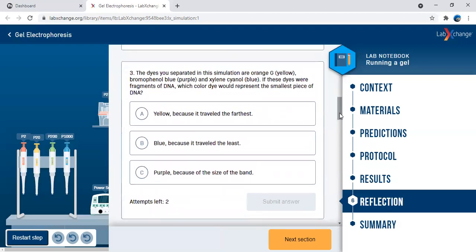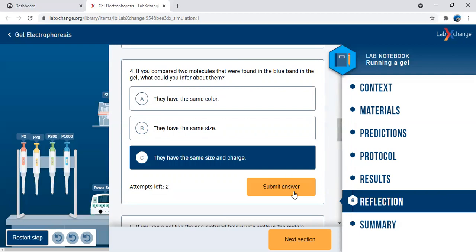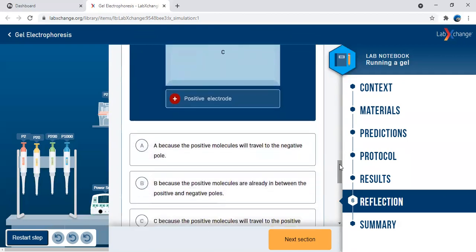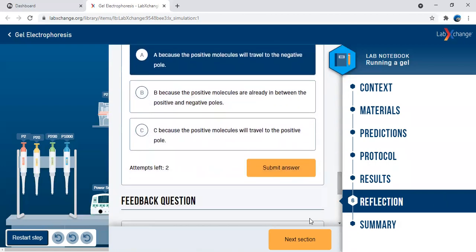The dyes separating in this simulation are orange G, yellow; phenol red, purple; bromophenol blue; and xylene cyanol, blue. These dyes were fragments of DNA. Which color will represent the smallest piece of DNA? It would be yellow, because that's the one that traveled the furthest in the experiment. If you compare two molecules that were found in the blue band in the gel, what could you infer about them? Do they have the same size and charge? If you run a gel like the picture below, where would you expect to see a band in the gel? I'd say A, because the negative molecules will travel to the positive electrode.